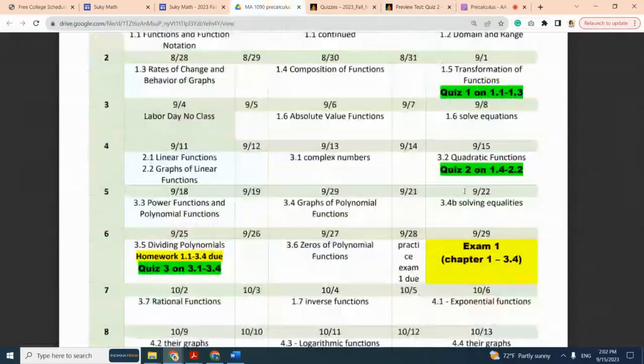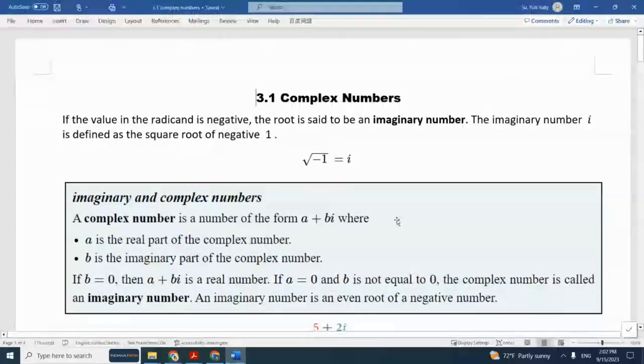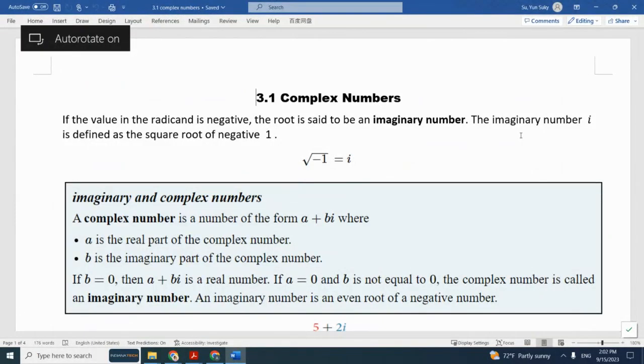And so today we will talk about session 3.1. We're a little bit behind schedule. It's okay. All right, 3.1 complex numbers.